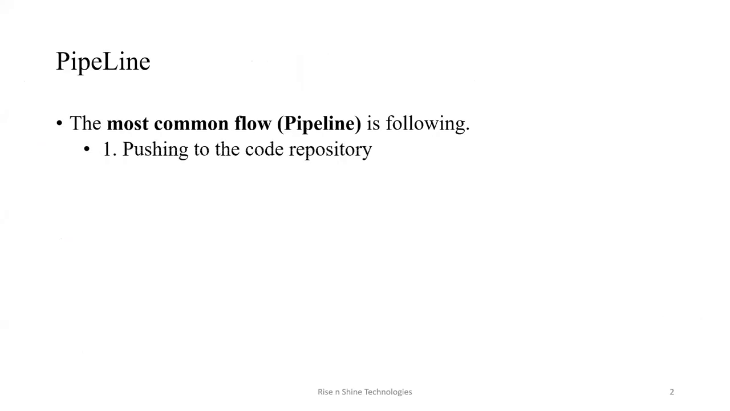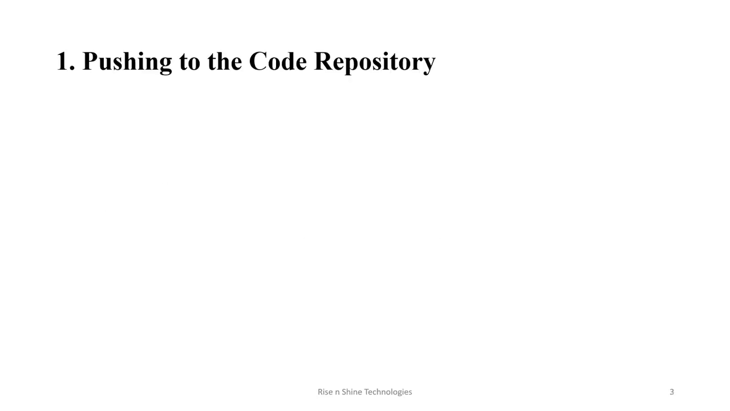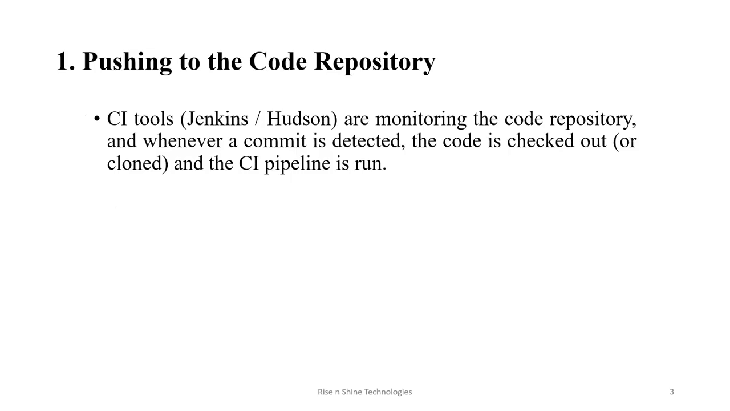So first, anyone pushes the code to the repository. Then we need to do the static analysis. Static analysis is nothing but code evaluation. Then pre-deployment testing, which is nothing but running the unit test cases. Then packaging and deploying the application to the testing environment. Then after the servers are ready, we need to apply post-deployment testing. For pushing the code to the repository, we need to use CI tools which monitor the code repository, and whenever a commit is detected, the code has to be checked out. That means pull the code and start the pipeline.